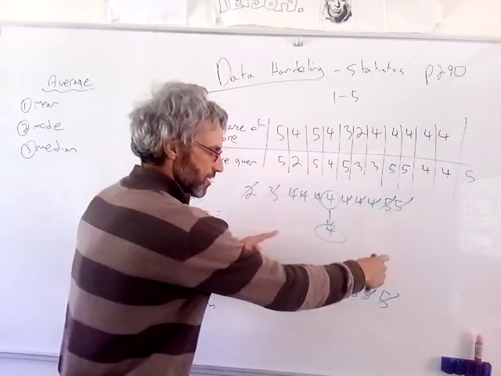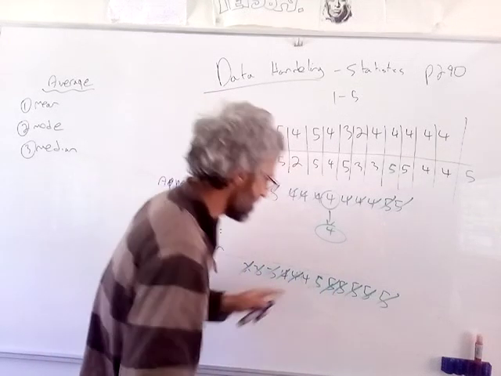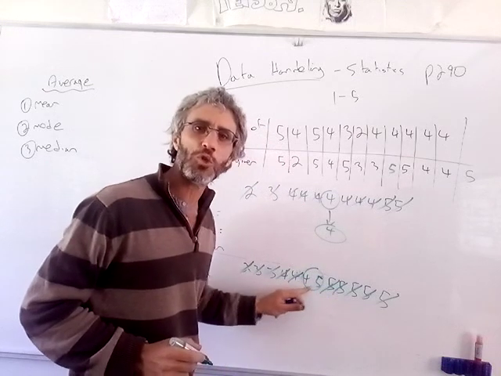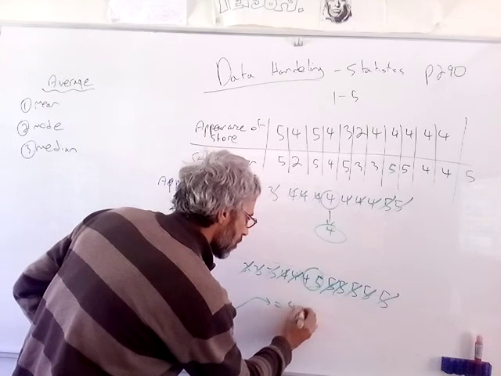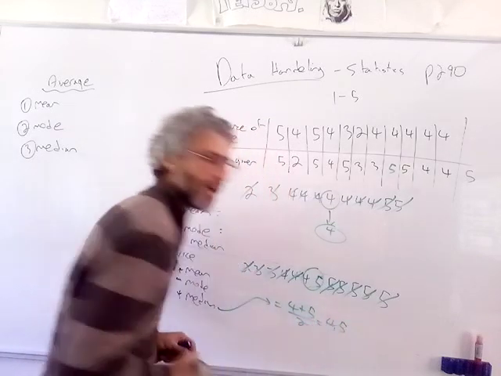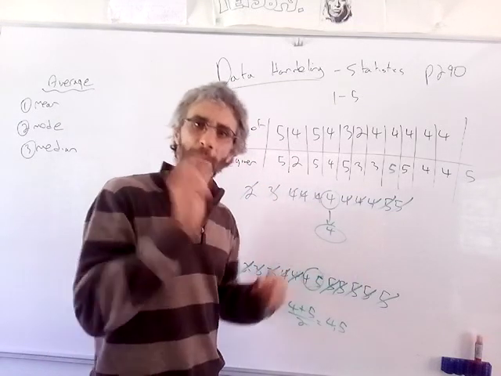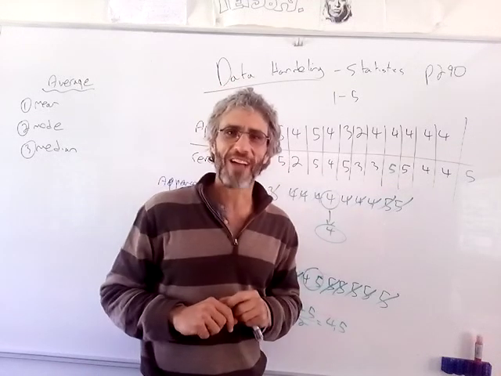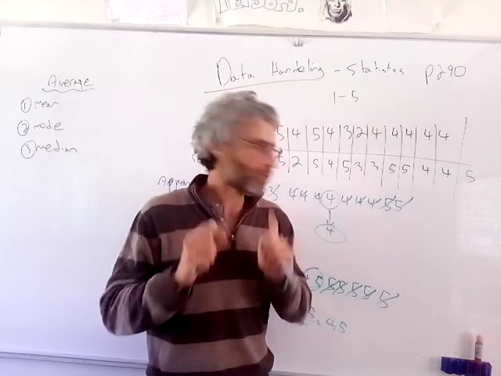If you have an even number, then the median is going to be the mean of these two values. So in this case, the median will be equal to 4 plus 5 divided by 2, which is 4.5. If we have an even number of data, the median will be the mean of these two middle values. I'm going to stop here and clear out.